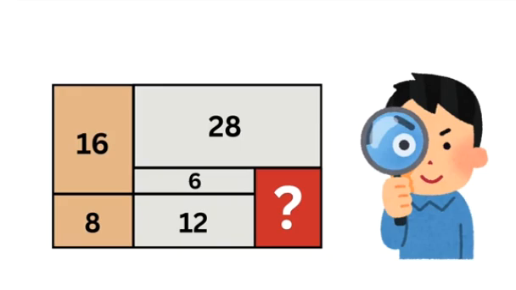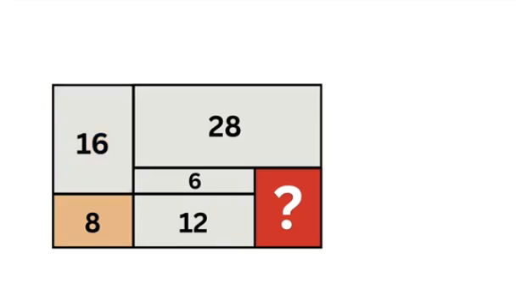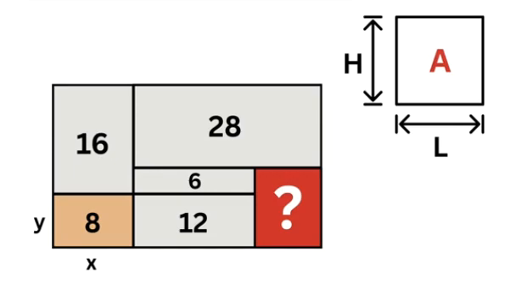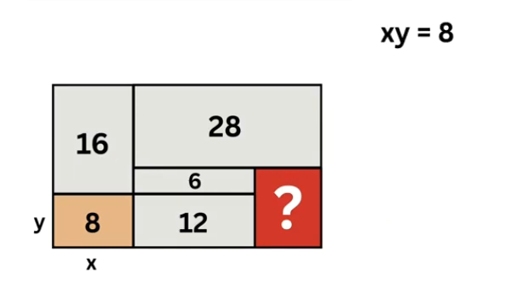A good way to begin is to look at a rectangle where we know the areas and therefore the sides are easy to describe. So focus first on the small rectangle at the bottom left, whose area is 8. Let the horizontal side of this rectangle be called x, and the vertical side be called y. Because the area of a rectangle is always the product of its length and height, this simply means that x times y equals 8. That gives us our first relationship.